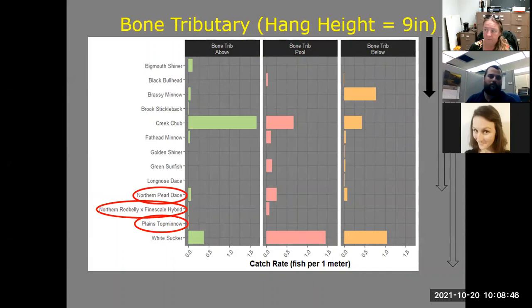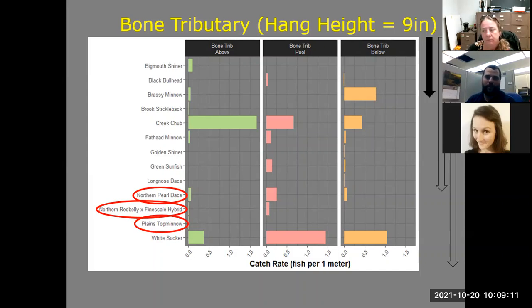I just wanted to reiterate the tier species again: northern pearl dace, the Chrysomus, and the Plains topminnows. So same tier species at a different site. Another thing to note is our x-axis does change as I change graphs. So before it went up to 4, this one only goes up to 1.5. So it's about half the number of fish that we collected from the first site.